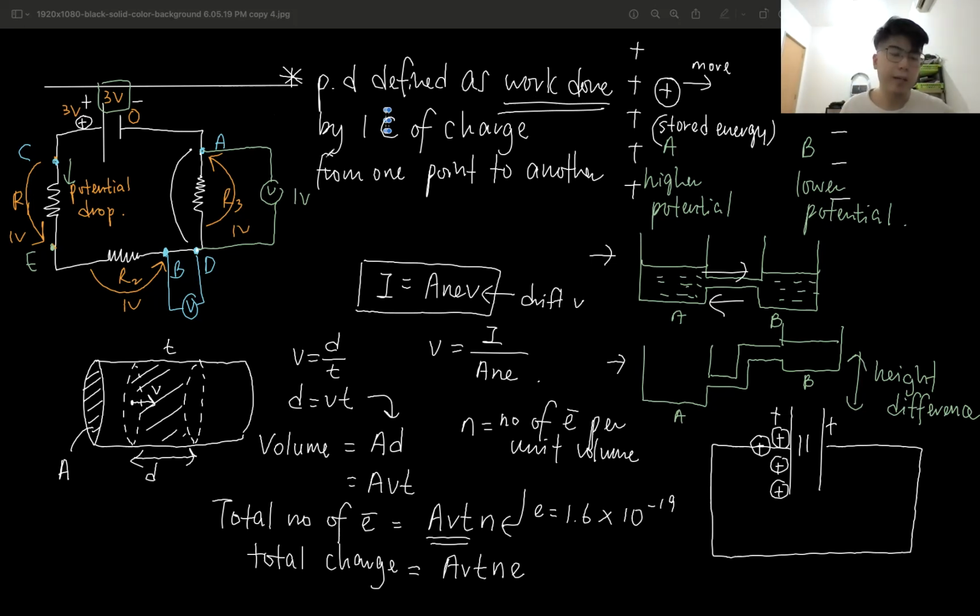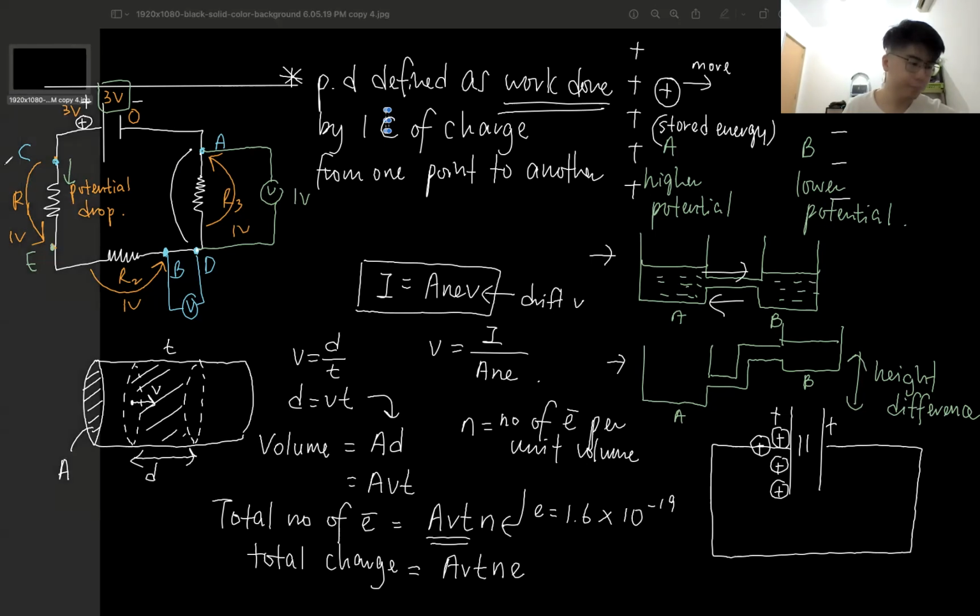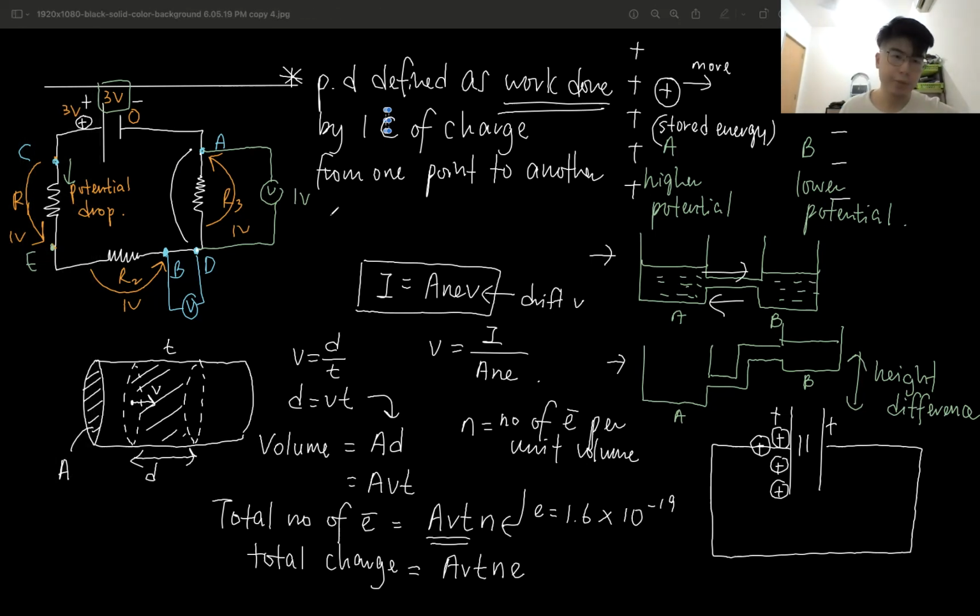So another way you can define it is to say potential difference is the amount of electrical energy being converted to heat or another form of energy when they move from point D to point A. So V, potential difference, equals work done divided by 1 coulomb of charge, so divide by Q. Again, this is another formula that you need to know. W is in joule, Q in coulomb.